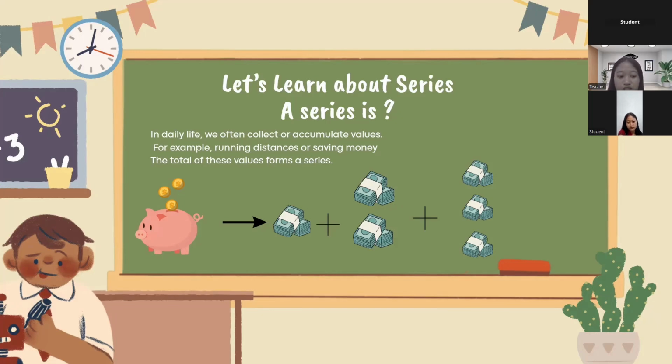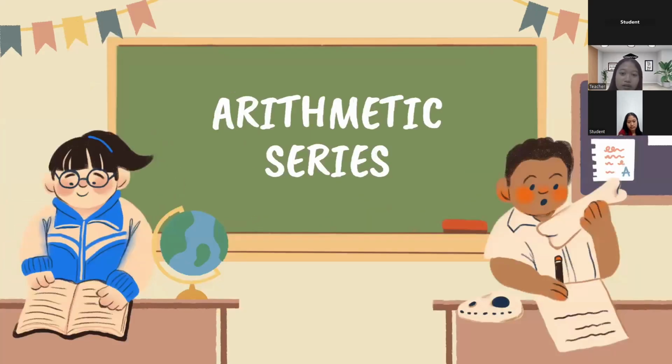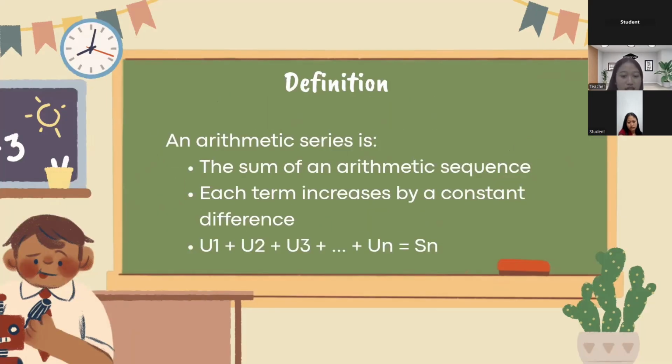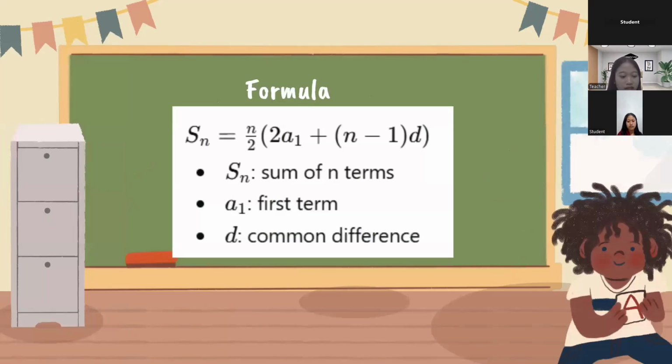Okay, we go to the definition. Okay, we go to arithmetic series. An arithmetic series is the sum of an arithmetic sequence, where each term increases by a constant difference. U sub 1 plus U sub 2 plus U sub 3 plus ... plus U sub n is equal to S sub n. And the formula we get: S sub n is equal to n divided by 2 times (2 a sub 1 plus (n minus 1) times d), where n is the number of terms, a sub 1 is the first term, and d is the common difference.